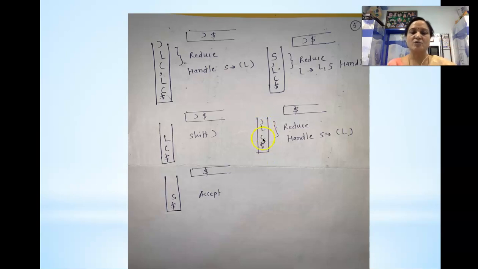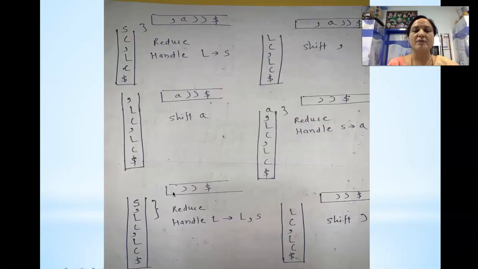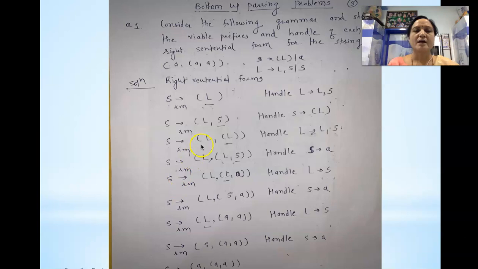Now top of the stack is opening bracket L, closing bracket. Again this is a handle because we have a production S tends to opening bracket L closing bracket. So we remove these three symbols from the stack and push the S onto the stack. So now the top of the stack is the start symbol of the grammar, that is an indication that we accept the input string, opening bracket A comma opening bracket A comma A, closing bracket closing bracket. This is a valid string for this given grammar.